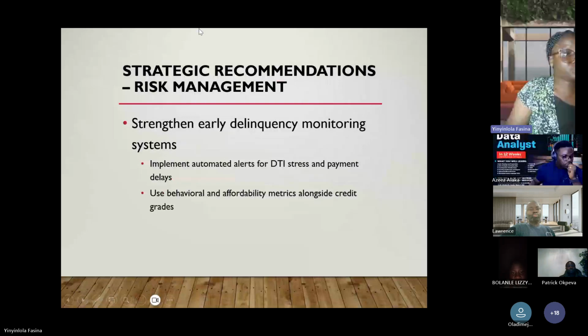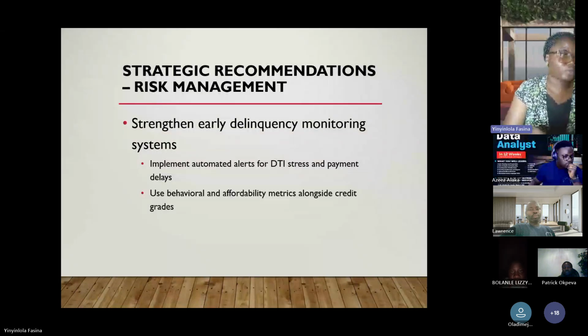For risk management, the bank should strengthen early delinquency monitoring systems, implement automated alerts for DTI stress and payment delays, and use behavioral and affordability metrics alongside credit grades.